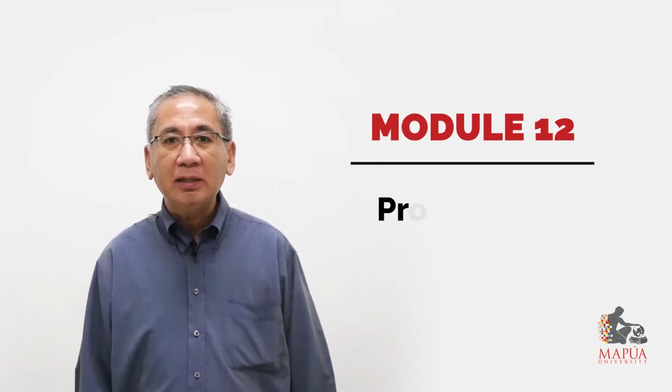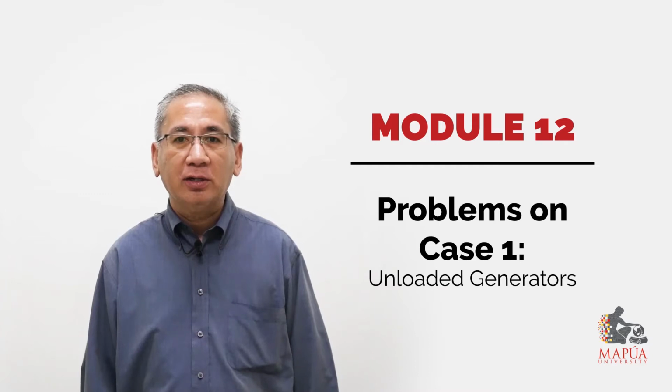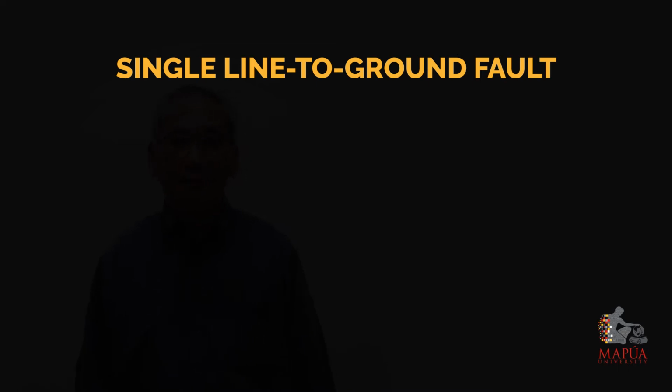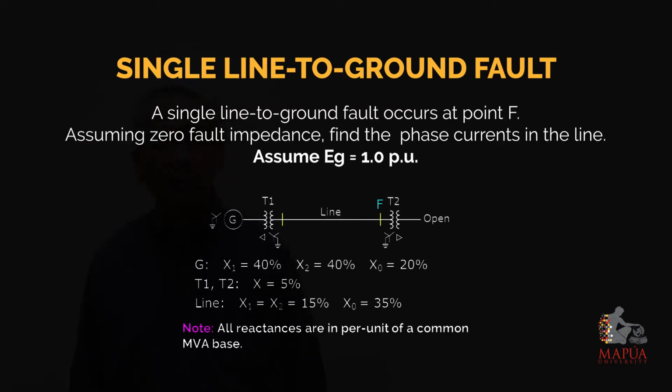Santiago, and today we'll be discussing Module 12, Problems on Case 1, Unloaded Generators, considering the single line to ground fault. This is an example of a single line to ground fault wherein there is a fault at point F. In the diagram, we have one generator, two transformers, and a transmission line. The fault point is located at the end of the transmission line connected to transformer T2, on the Y-grounded side of the transformer T2. So a single line to ground fault occurs at point F.